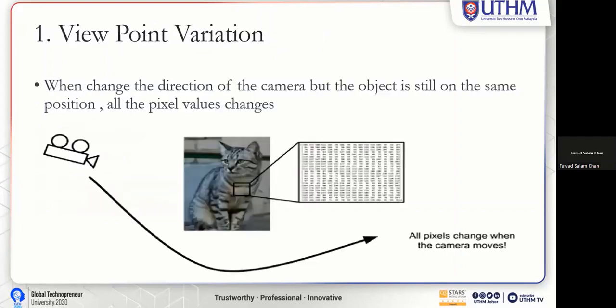For viewpoint variation, this is the major problem which the computer faces. When you change the direction of the camera but the object is still in the same position, all the pixel values change. For example, if any live object is sitting around and you take a picture from the left side, and after some time you take a picture from the right side and from the front side, the pixel values will be changed. So we need to make robust algorithms to detect this kind of problem.